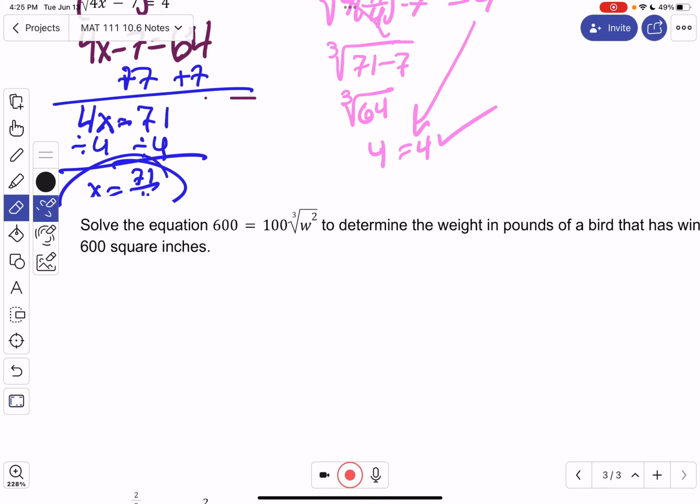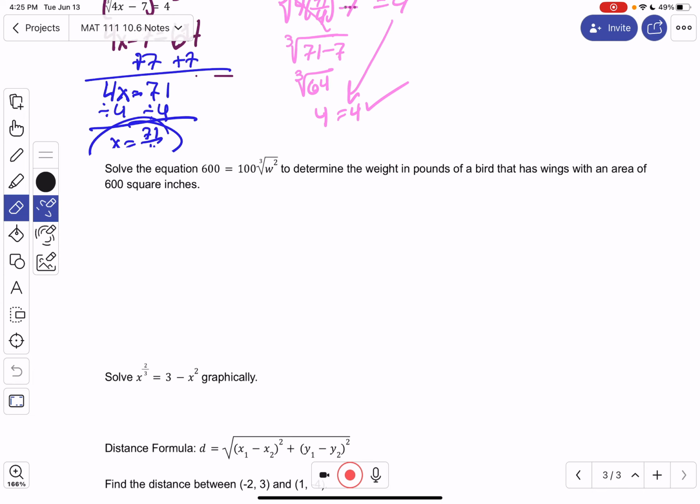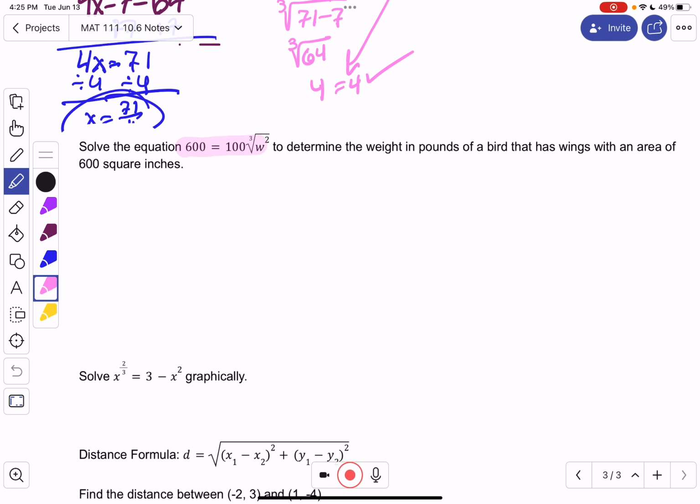All right, let's look at this problem. Solve the equation. 600 equals 100 times the cube root of w squared to determine the weight in pounds of a bird that has wings with an area of 600. So they already gave us the equation. We're just working backwards to solve it.